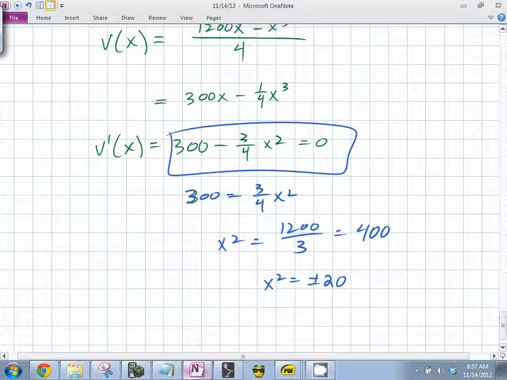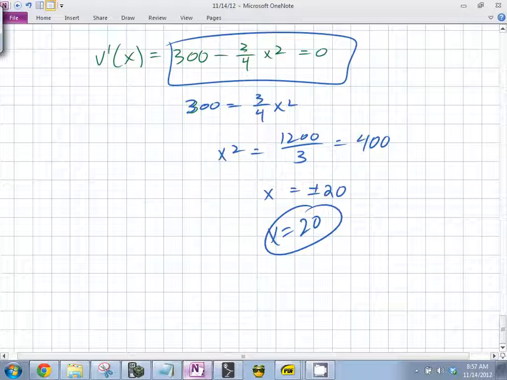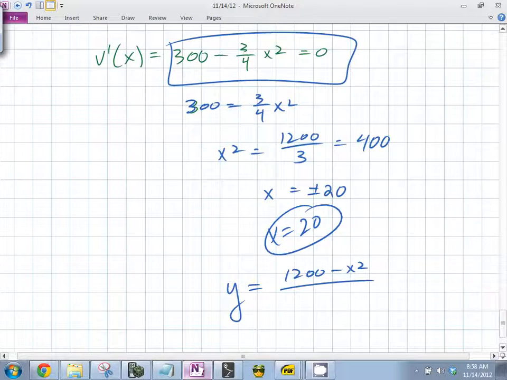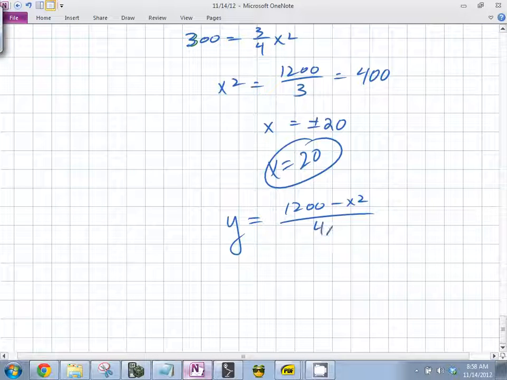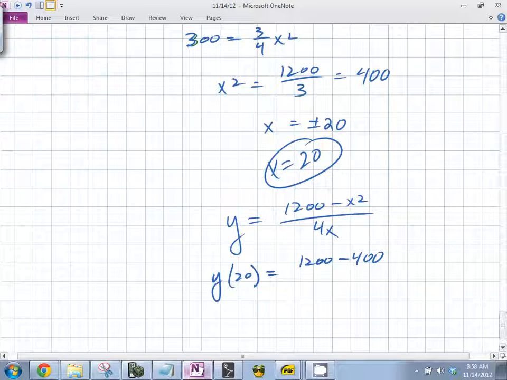It's 20 by 20. So now we know that x squared y has to, excuse me. How do we find y? We know y is equal to 1,200 minus x squared all over 4x. So y when x is 20 is going to be 1,200 minus 400 all over 80. So that's 800 over 80. So y is equal to 10. So we know that this box is 20 by 20 by 10.